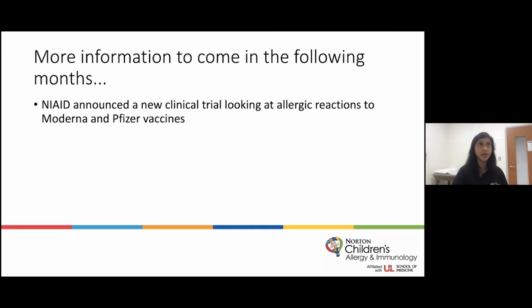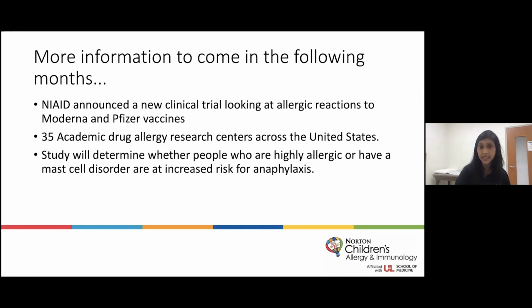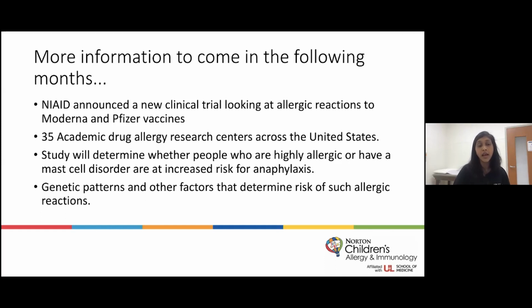Actually, we just got an email a couple of weeks ago saying that the NIAID, the National Institute of Allergy and Infectious Disease, are doing a new clinical trial looking at immediate allergic reactions to both Pfizer and Moderna vaccines. It's conducted among 35 academic drug allergy research centers across the United States. It will determine which patients are at increased risk for anaphylaxis, or if they are even at increased risk for anaphylaxis, and also determine genetic patterns and other factors that determine the risk of such reactions.